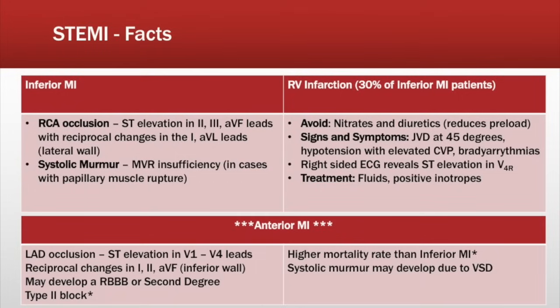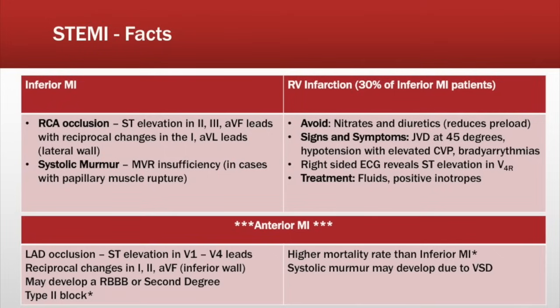So some of these signs and symptoms are JVD at 45 degrees, hypotension with elevated CVP. Not just hypotension, not just elevated CVP, but both. You can have some bradyarrhythmias as well. Again, the right-sided ECG reveals ST elevation in the right-sided V4 lead. Treatments for this are fluids and positive inotropes.